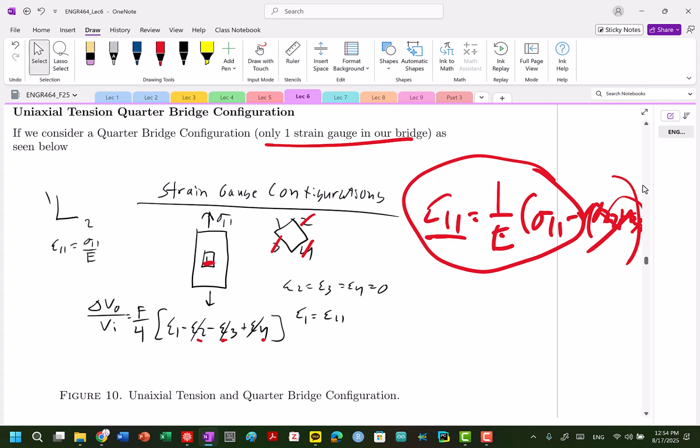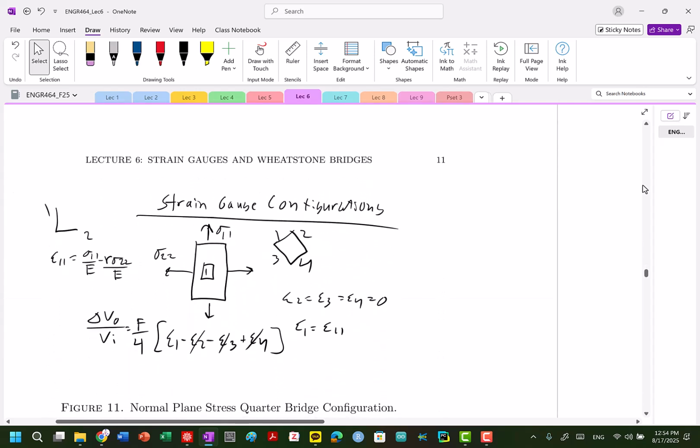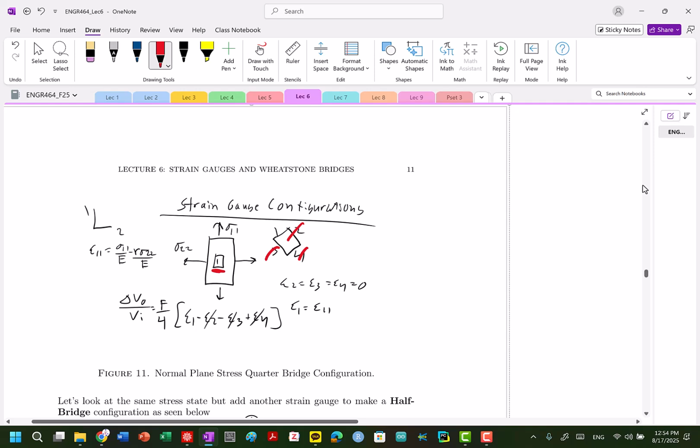Now, let's go to another scenario. What about if I'm doing this here now? So same idea. I only have one, so it's a quarter bridge configuration, but now we have stress in the 1, 1, stress in the 2, 2. So my strain in the 1, 1, which again, it's only measuring that strain in the 1, 1, but now you'll see that the strain in the 1, 1 is going to account for the stress applied here and the stress applied here. So depending on the magnitude, who knows, those values can change.